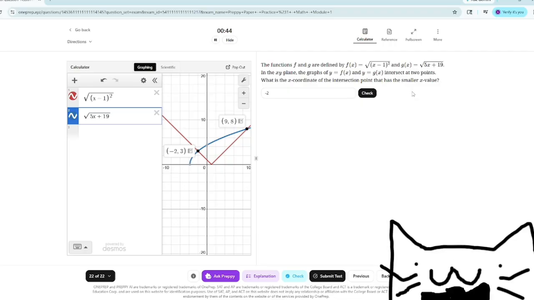Now, you can find this without Desmos, but Desmos makes it way easier. And then let's submit and see our score.